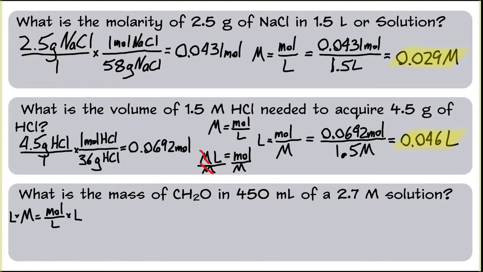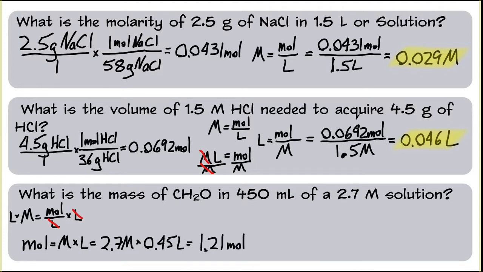what I get is the number of moles is equal to the molarity times the number of liters. Well, we have both of those. And the molarity of this solution is 2.7 molar. And the volume is, well, it's got to be in liters. So I'll just go ahead and quickly do that. And that gives us a total number of moles of 1.21 moles. And this would be of CH2O.